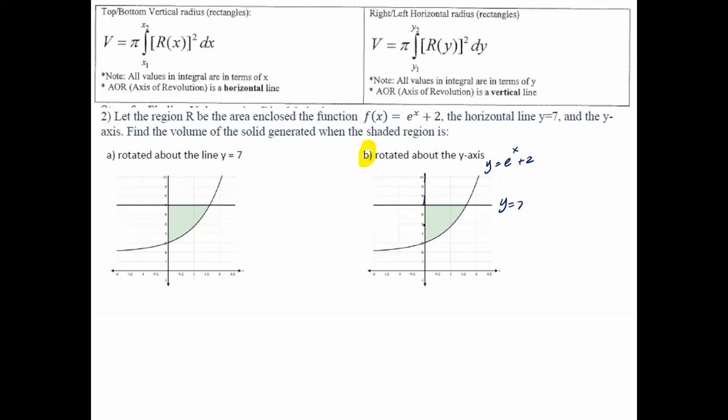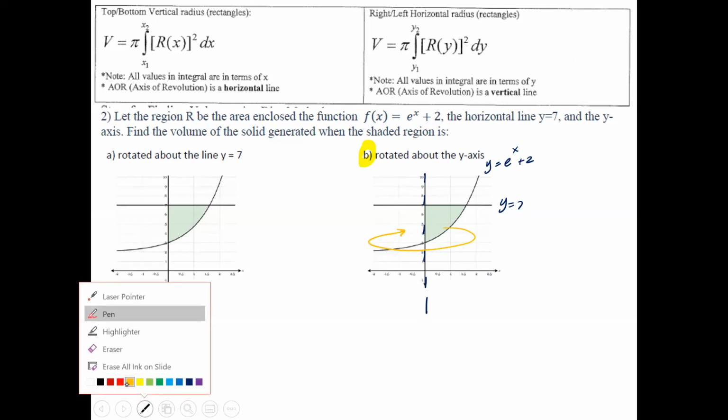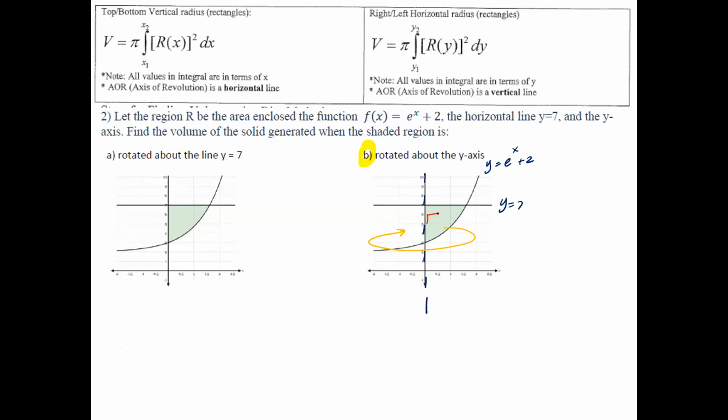So here is the y-axis. And so if this is going to be rotating around this axis, it's going to go in this direction, which means that your rectangle has to be in a horizontal format. And that means you have to solve everything in terms of y with x equals like this. So I might have to readjust this a little bit to solve for that.